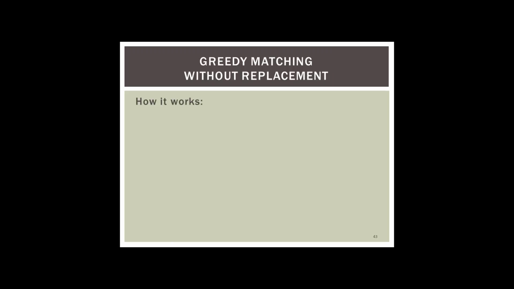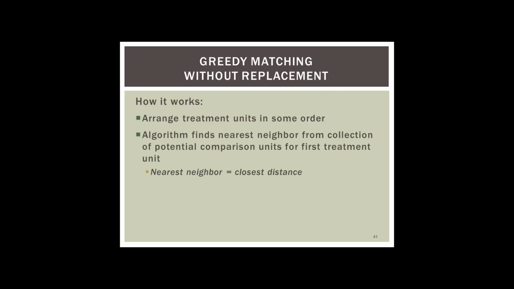Basically how this algorithm works is that you start by arranging your treatment units in some order. Then the algorithm looks through your pool of comparison units. It identifies the closest, or the nearest neighbor, for that treatment unit, makes that match, and removes that comparison from the pool. Then it goes to the second treatment unit on the list, goes through the same thing, finds the comparison unit that's remaining in the pool with the closest match, makes that match, removes the comparison from the pool, goes to the third, and so on.